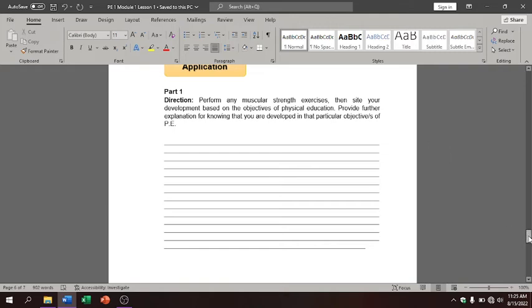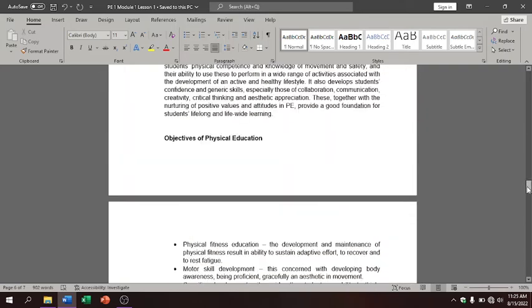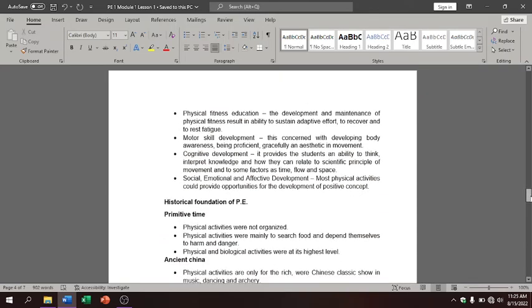on physical education. So, here you will get from your four objectives. So, for example, you performed a push-up. What was developed in you? Is it about physical fitness development? Did you feel your muscle getting stronger after performing that? Or shall we say if you got a different objective, motor skill. So, in performing push-up, did you develop the proper way of performing a push-up?